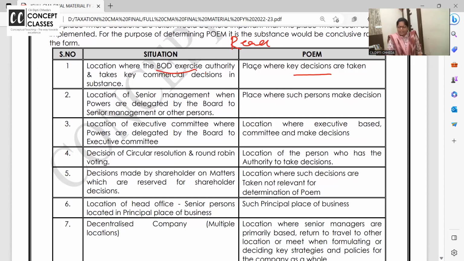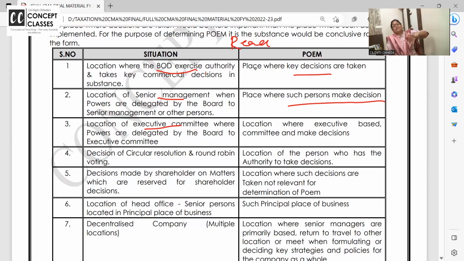If the board is taking the decision, where is the board? If it is in India, then the residential status is India; if it is in Singapore, then the residential status is Singapore. Location of senior management, when powers are delegated by the board to senior management, is the place where such senior people are taking decisions. Location of the executive committee, where powers are delegated by the board to it, is also considered. The board of directors is 12.